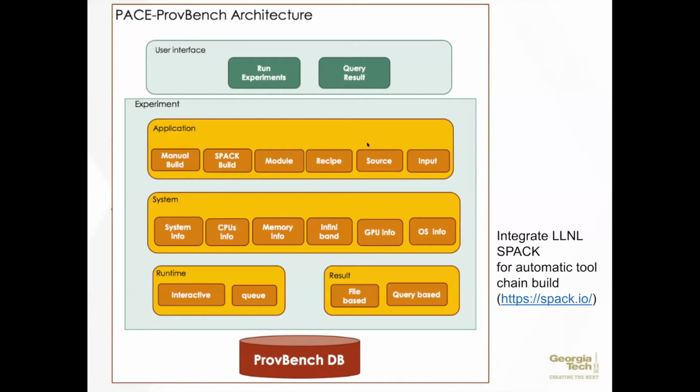So we want to collect all those detailed information to make sure we identify the application we are using in the future for the testing purpose, for the comparison. At the top level, we have these two user interface components. One allows the user to run tests, and the other is to query the tests. During the whole process, we also integrate the Lawrence Livermore National Lab Spack into this framework for the automatic toolchain build, which speeds up the toolchain build a lot for us.